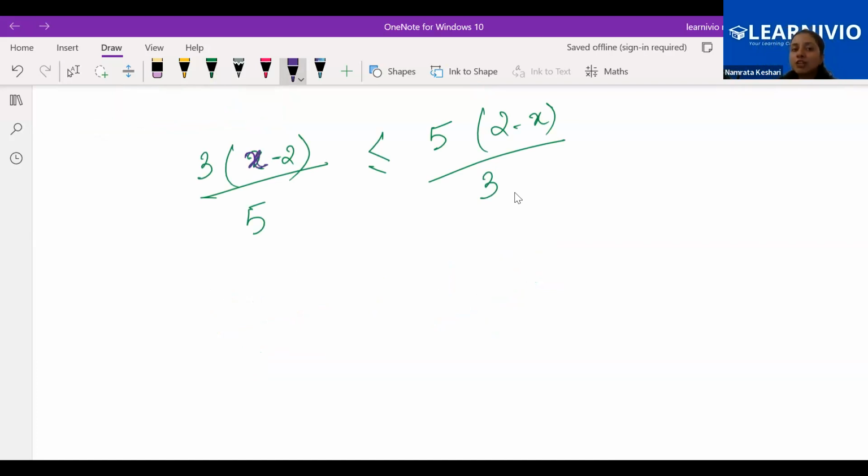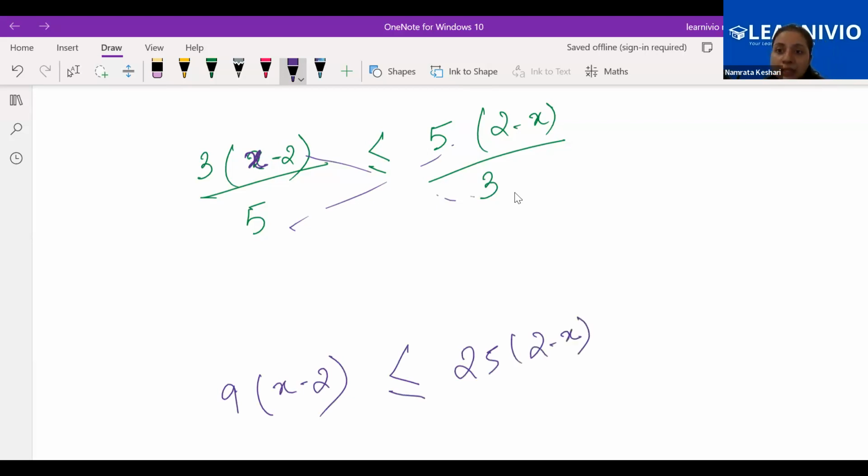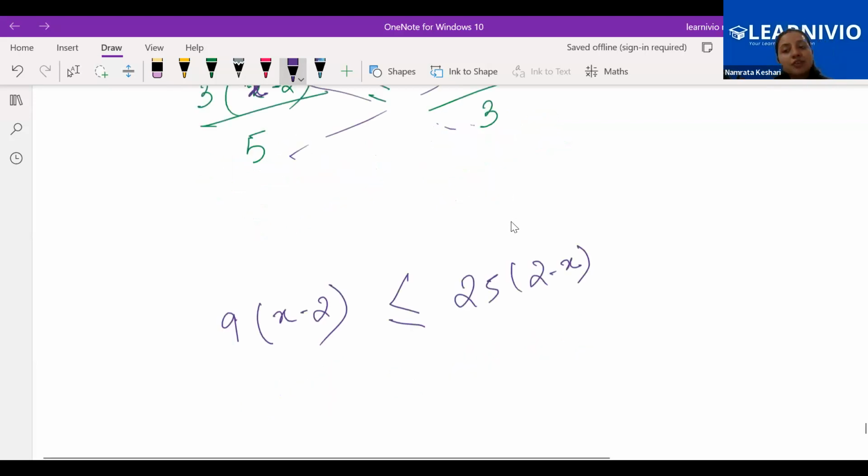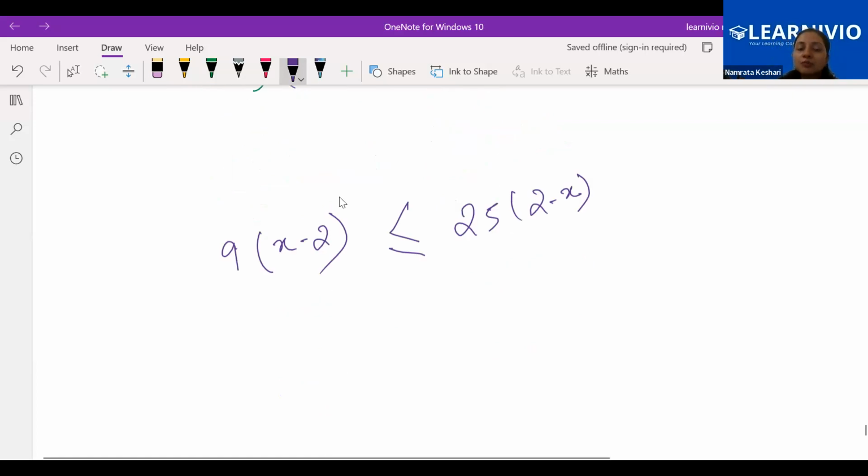So how do we solve the equation? Crisscross multiplication. Let's do it. This 3 will go to the other side and this 5 will go to the other side. So basically we will have 3 into 3, that is 9, times x minus 2, lesser or equal to 5 into 5, 25, times 2 minus x. The way you solve the equation, similarly you have to solve it. Only one place is there where we have to be careful. Now let's apply the distributive property. It will be 9x minus 9 twos, 18, lesser or equal to 25 twos, 50, minus 25x.